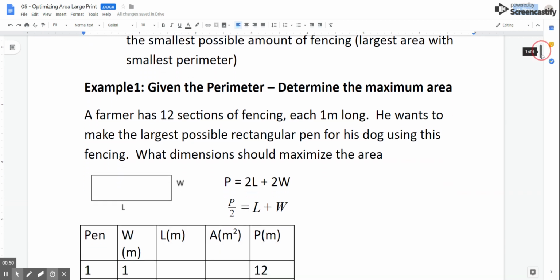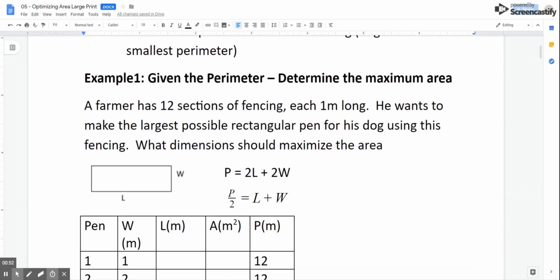Now, if we look at this rectangle, you add all the sides to get the perimeter. So the perimeter is 2 times the length plus 2 times the width. Now, if we divide the perimeter by 2, 2L by 2 and 2W by 2, we get the perimeter divided by 2 is equal to the length plus the width. Since there's 12 sections of fencing, each 1 meter long, the perimeter is 12 meters. And if we divide that by 2, we get 6.